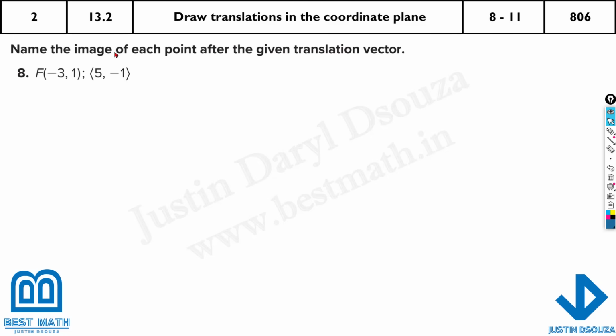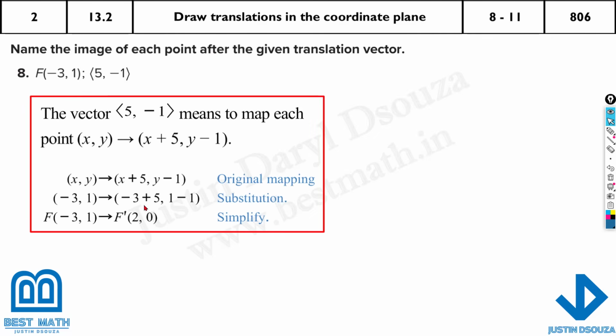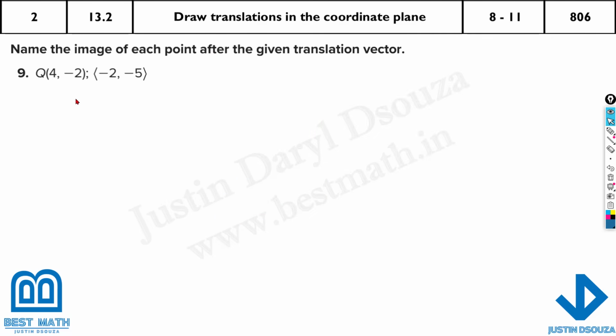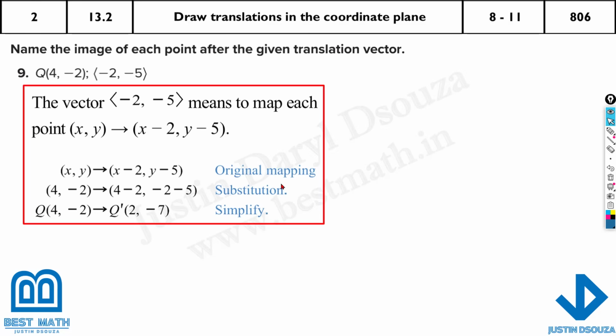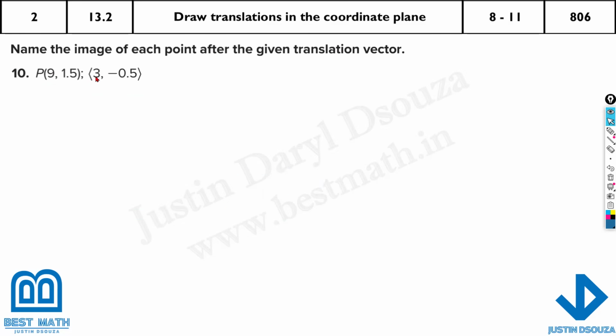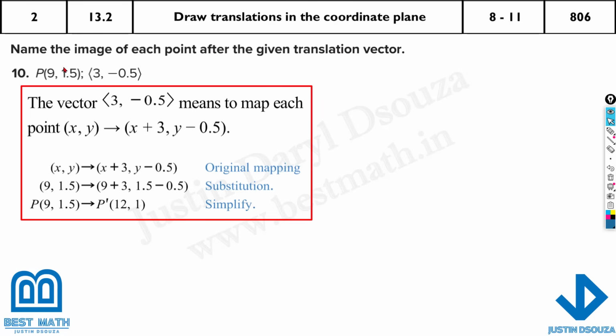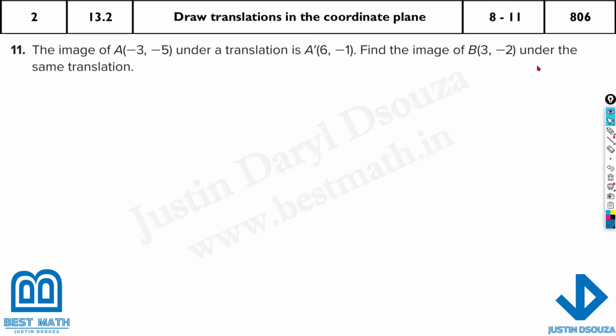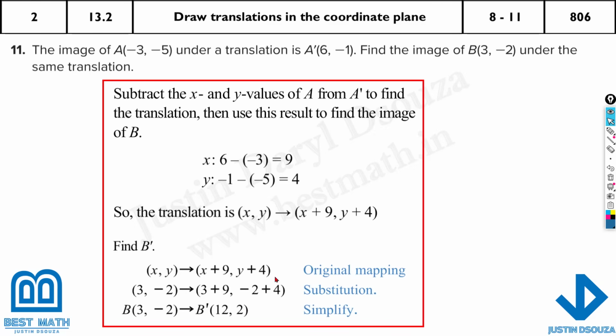Same thing here, just add up the x part of the point with the x part of the translation. So -3 plus 5 would be 2. And here it's 0, so 2, 0 will be the answer. What about this? Same way, please try solving these by yourselves. You can pause the video now and go ahead with the other problems as well. Answer would be just adding them up. It will be 2 and -7 here. Here it will be 12 and 1, because you add 1.5 with 0 minus 0.5, it will be only 1. And the same thing which we had done: first find the translation vector and then add the translation vector to the point B to get B prime, that is 12, 2.